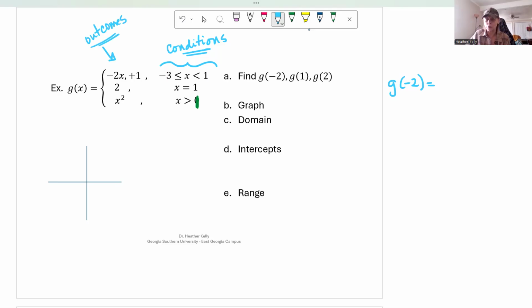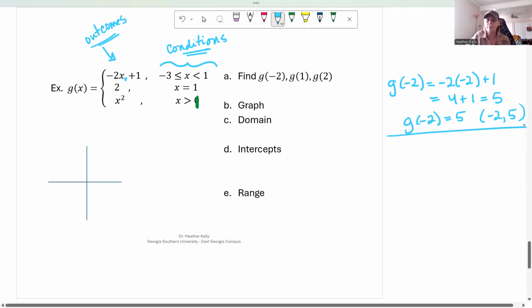Okay, so if I want to evaluate g of -2, I have to look at the conditions and find what region -2 actually goes to. And the -2 is in this first region right here, so I'll use the equation -2x plus 1. So I'll go -2 times my -2 plus 1 gives us 4 plus 1 equals 5. So g of -2 is equal to 5, and we could write that as the point (-2, 5) for the graph if we wanted.